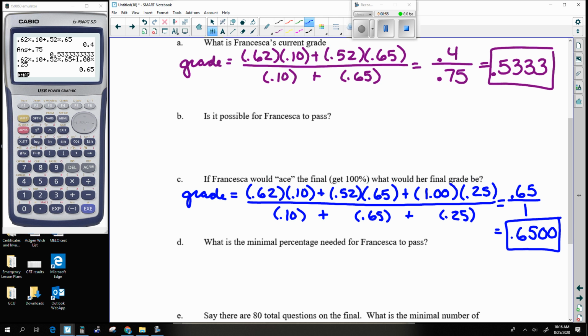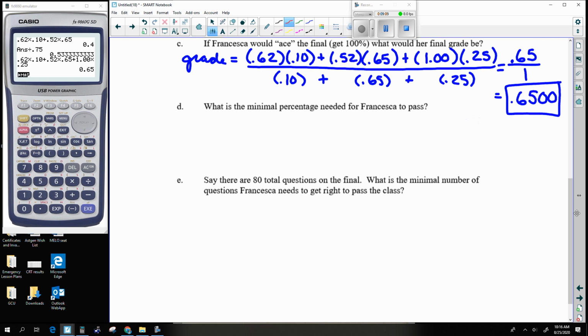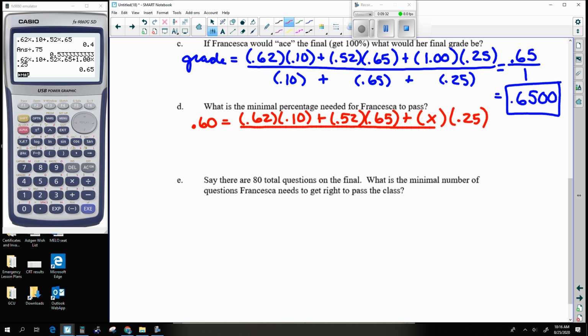Okay, so best case scenario, Francesca can get a 65%. So is it possible for her to pass? Yes, it is possible. Next question, what is the minimal percentage on that final that will allow Francesca to pass? So here we manipulate the equation of C. So the grade is now going to be 60%. So the homework doesn't change, the tests don't change. However, the final is going to change. We don't know what she's going to get on that 25% final. So thus, that is the variable, that's the unknown, X.